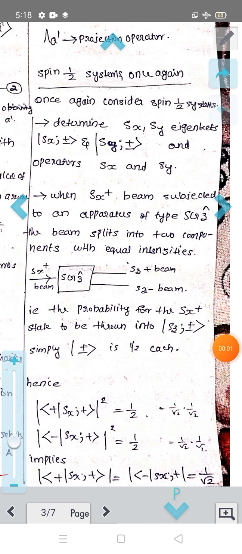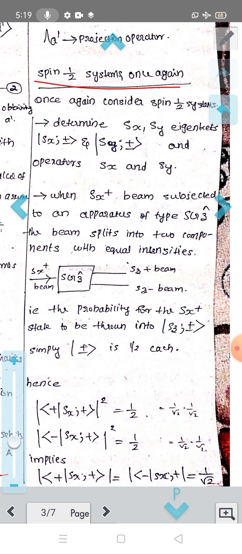Spin-half systems. Before proceeding to the general discussion of observables, we once again consider the spin-half system. This time, we will define the operators Sx, Sy and the eigenkets |Sx; ±> and |Sy; ±>.